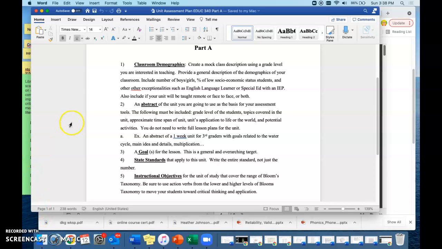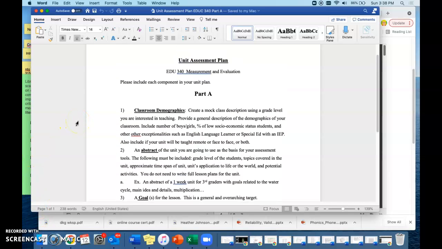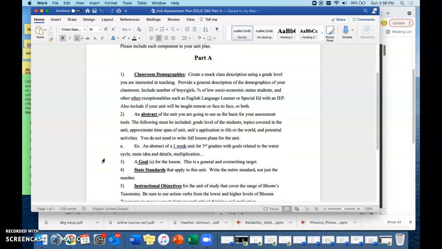Okay, let's take a look at the Unit Assessment Plan Part A. Part A is you thinking through your unit and creating the unit summary. I'm not going to ask you to write full lesson plans, so you need Part A to think through who is the class that you're designing this unit for, what are you teaching, what are your goals, standards, and objectives. That's what I'm looking for in Part A.